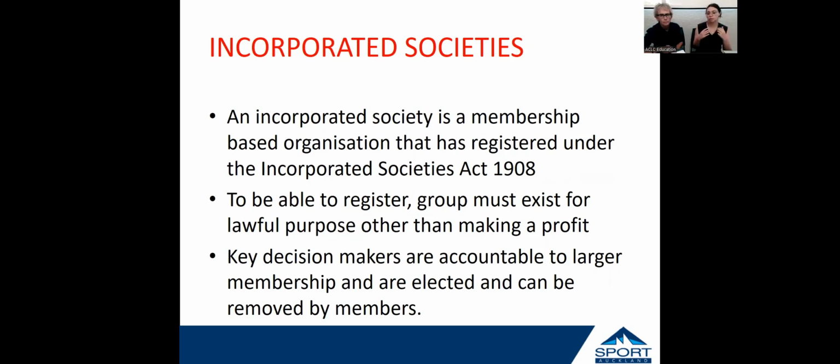To register as an incorporated society, you need to be able to show that you exist as a group for a lawful purpose, and that purpose must be other than making a profit. Another core point for incorporated societies is that the key decision makers are accountable to a large membership and are elected, and they can actually be removed by members. So that's your typical officers of the society.